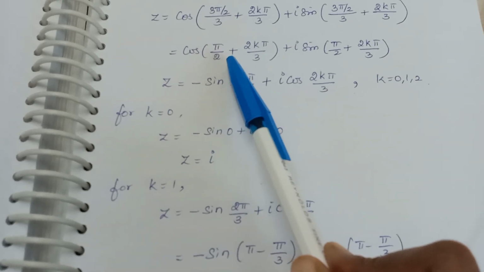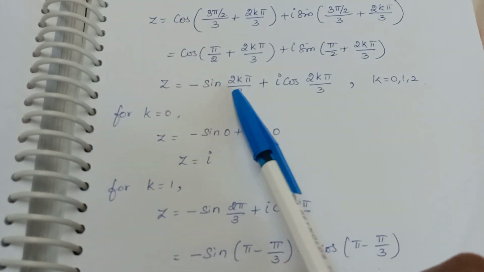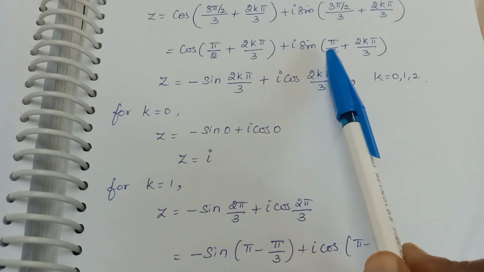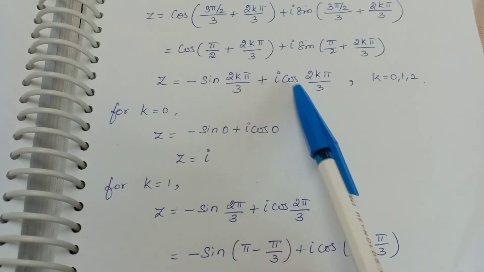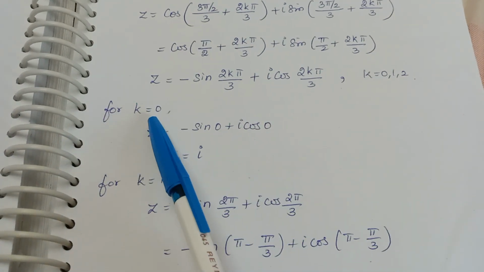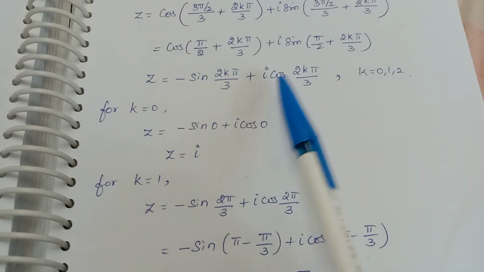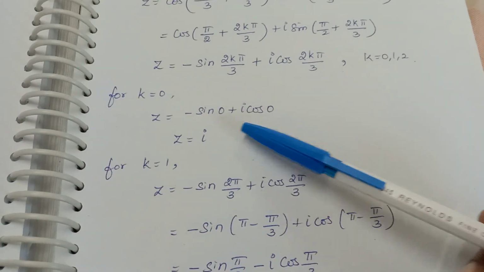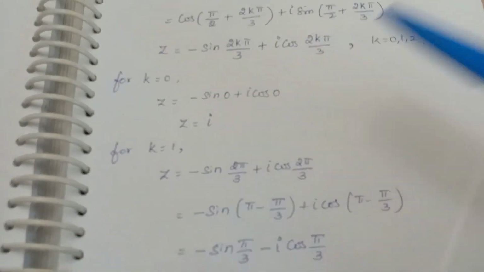So in the second quadrant, cos is negative. So I put minus sin 2k pi by 3. Sin will be positive in the second quadrant. So plus i cos 2k pi by 3. K equal to 0, 1, 2. So let us substitute k equal to 0. So it will become sin 0 plus i cos 0. So simply what? i. So i is one of the roots.